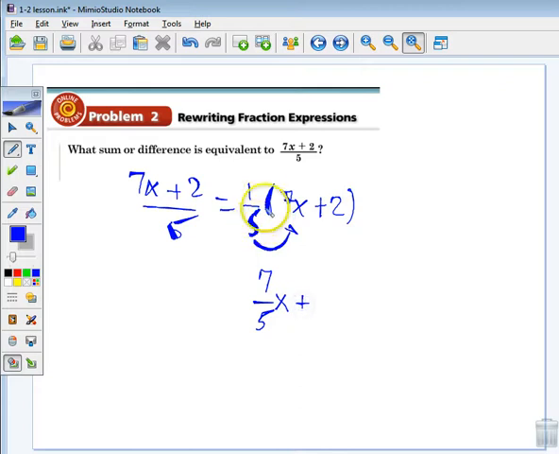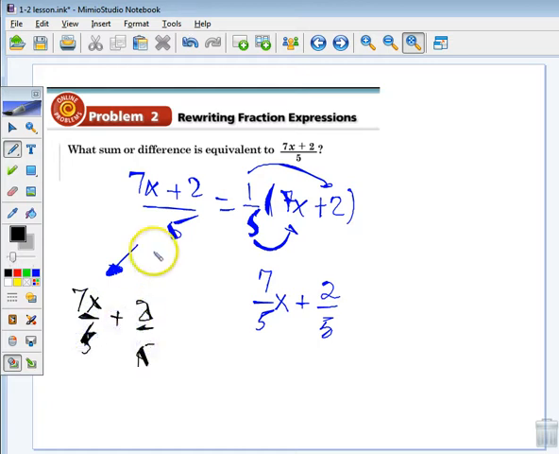Plus, and then 1/5 of 2, and that'll be 2/5. Okay, basically, you don't have to show all this work. You just split it up. So you just put the denominator below each term. So you'll do 7x divided by 5 plus 2 divided by 5. And that's it. Again, I apologize for these funky numbers. The stylus is acting up.